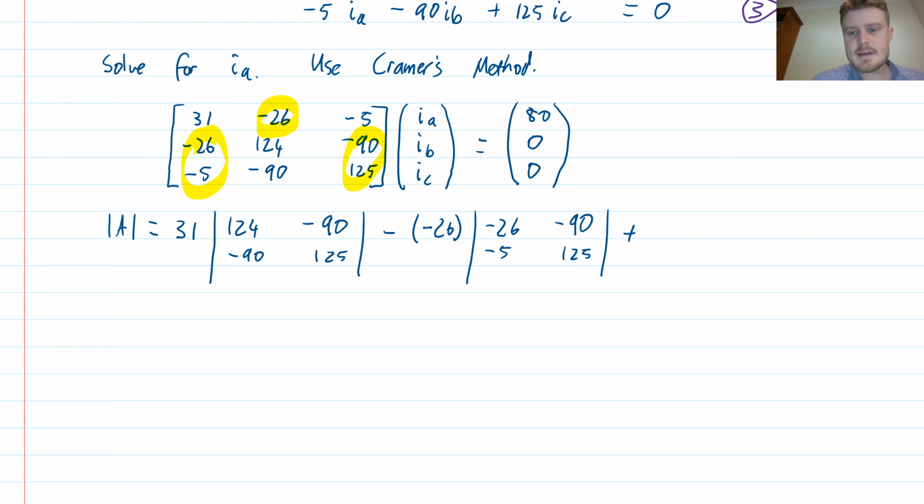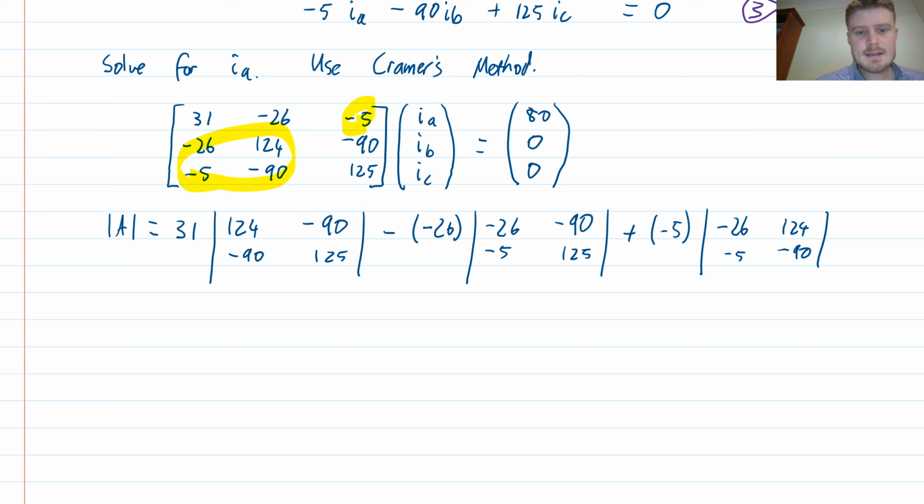Finally, alternating signs will give me minus 5. I'll just clean up my highlights and we can analyze the final part. That's a minus 5 with the determinant formed by these other pieces here. So minus 5, determinant of negative 26, 124, minus 5, minus 90.